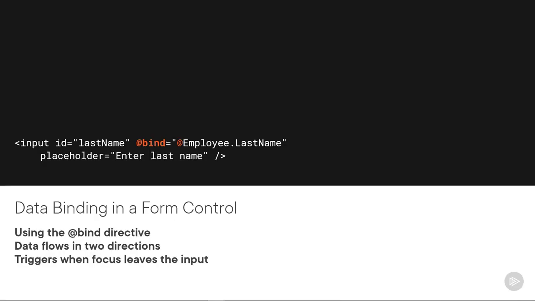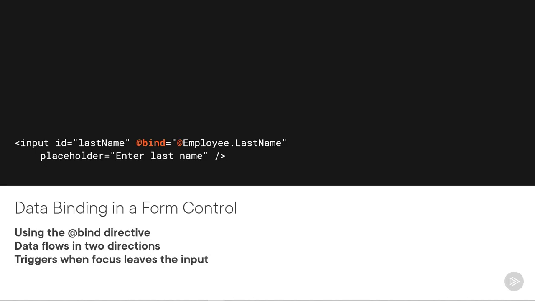Here we can see data binding in a regular HTML form control at work. I've used a regular HTML input, but then notice I've used the @bind, and its value is set to the property I'm binding to, the last name property of the employee, which is probably again a property defined in the component class. By writing this @bind here, I'm binding in a two-way mode this component with the value.